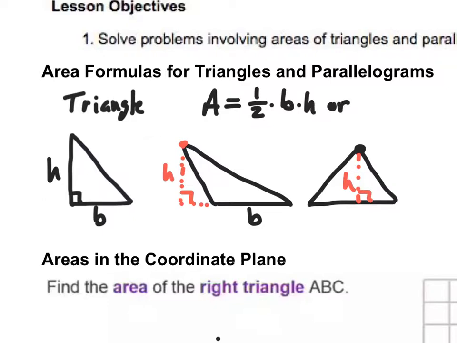Or we could say that area is equal to base times height all over 2. So it should be kind of a review for you. You should have already been exposed to this, but just in case you're not, there's a review.